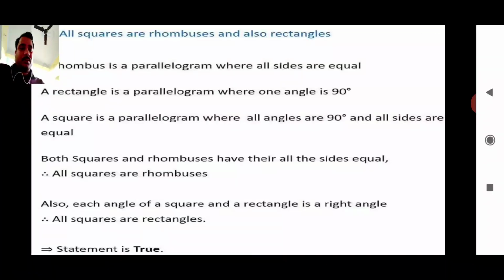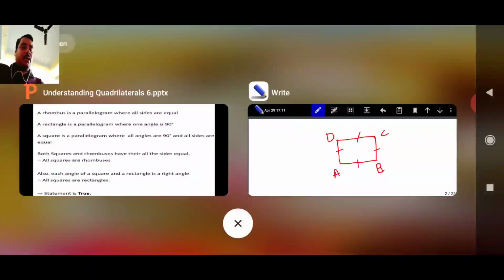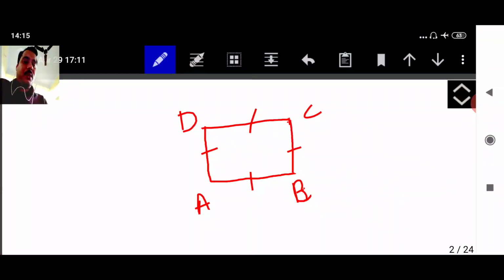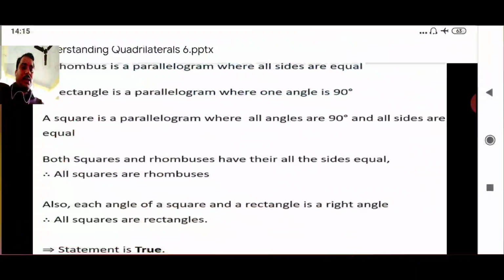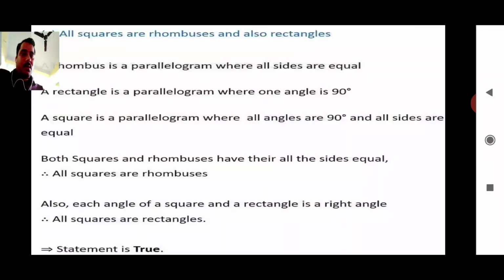Then also each angle of a square and a rectangle is a right angle. In a rectangle, opposite sides are equal. Here opposite sides AB equals DC and BC equals DA. So the pairs of opposite sides are equal, and a square is a rectangle. So a square is a rhombus and also a rectangle. So this statement is true. All squares are rhombus and rectangle.